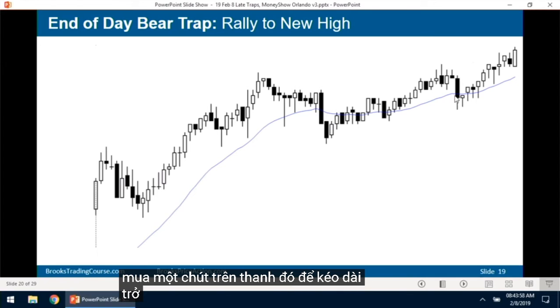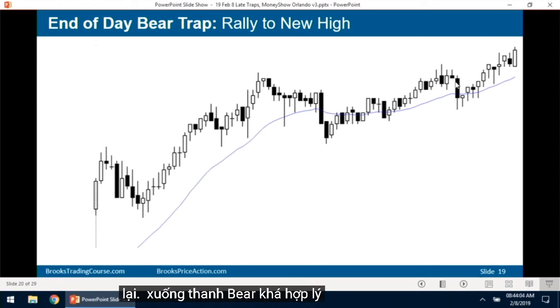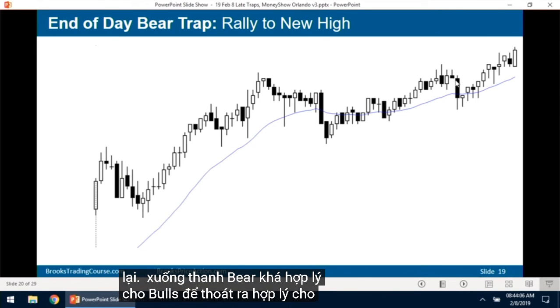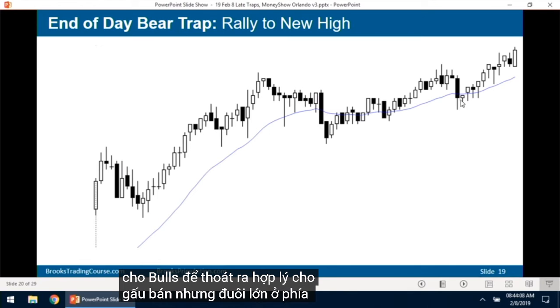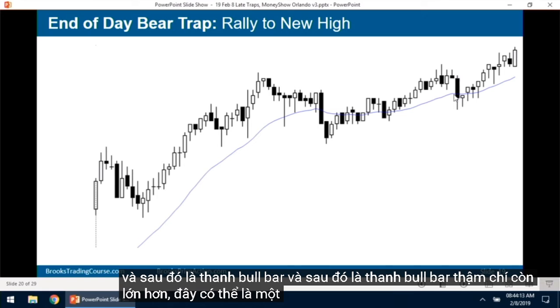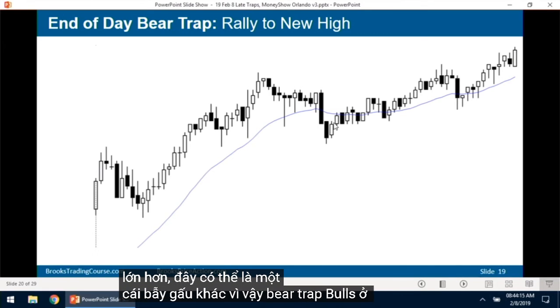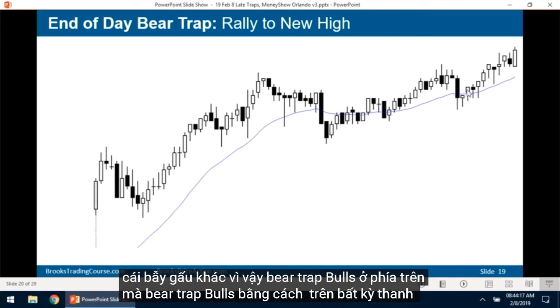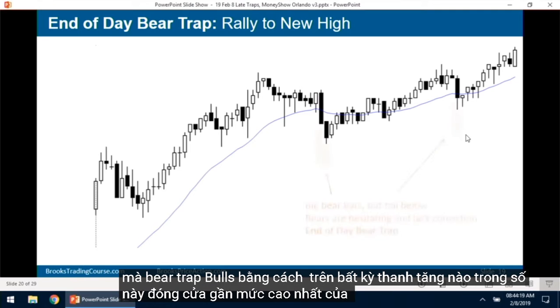We have another version of it here. Possible higher high, major trend reversal. We broke above that high, we reversed down, decent bear bar. Reasonable for bulls to get out, reasonable for bears to sell. But big tail on the bottom, and then a bull bar, and then an even bigger bull bar. This is probably another bear trap. So bear trap, bulls buy above that. Bear trap, bulls buy above any of these bull bars closing near their highs.